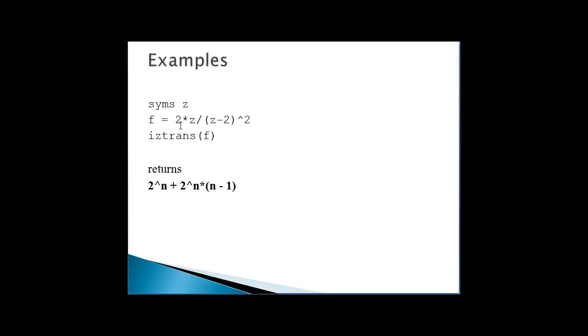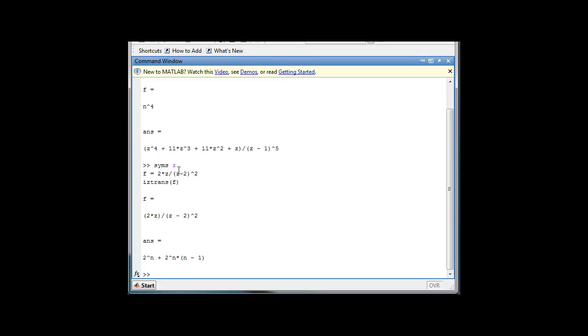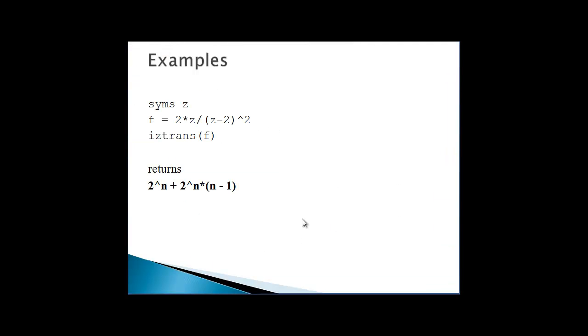Now for example, I am having a function 2z divided by z minus 2 to the power 2. So for finding the inverse z transform of this function, the program I will be using is, first of all I will define the variable z using the syms command, and then I'll declare the function and write iztrans of f, and it will return this as output. See here, I have declared this function and the symbol, and then I have got the answer 2 to the power n plus 2 to the power n into n minus 1. Same as here.